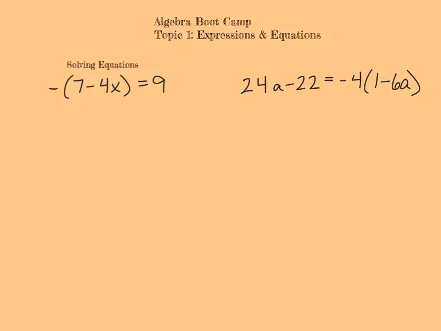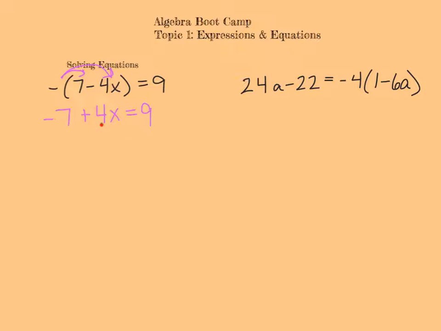This first equation here has the negative out in front, so we're going to use our distributive property. So we'll have a negative 7 plus a 4x equals a 9. Now the question is, can we combine any like terms? No. We can't, because there's no like terms on the left side of the equal sign.